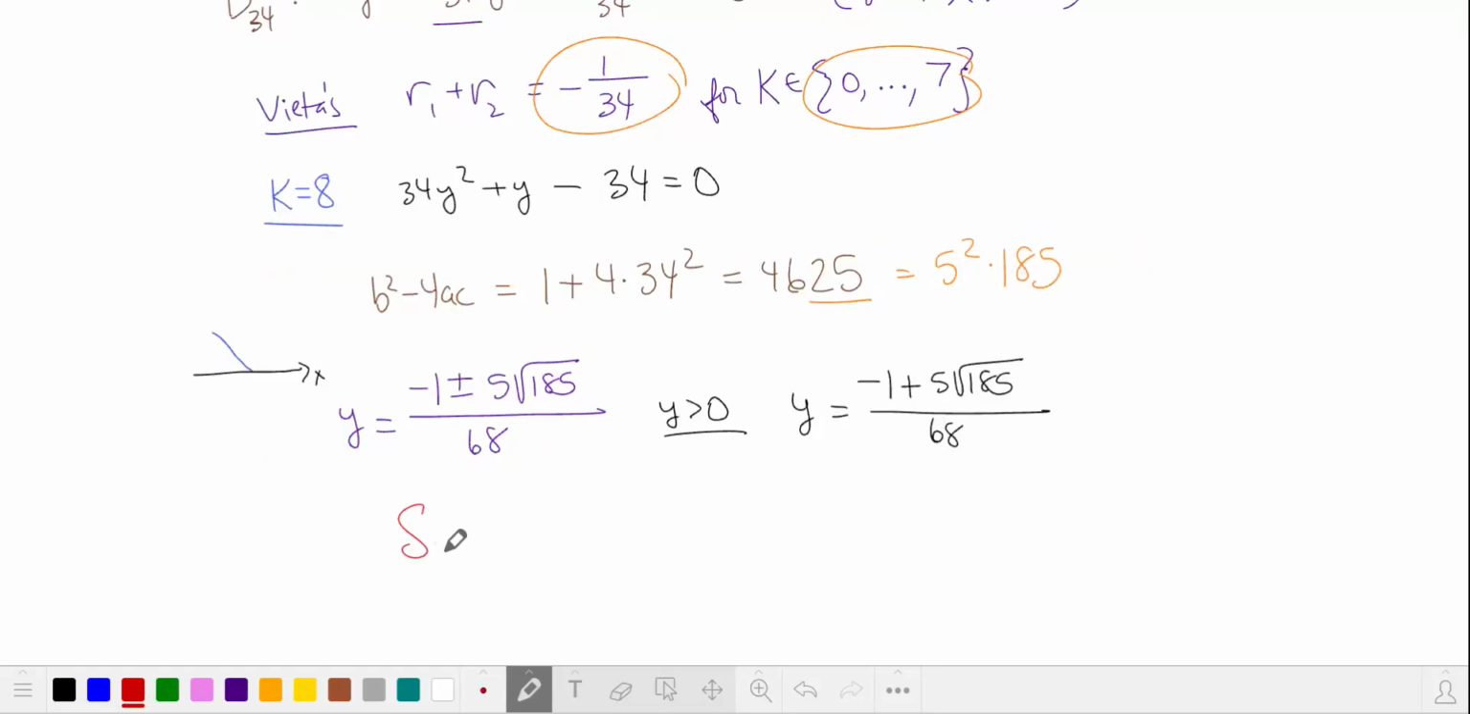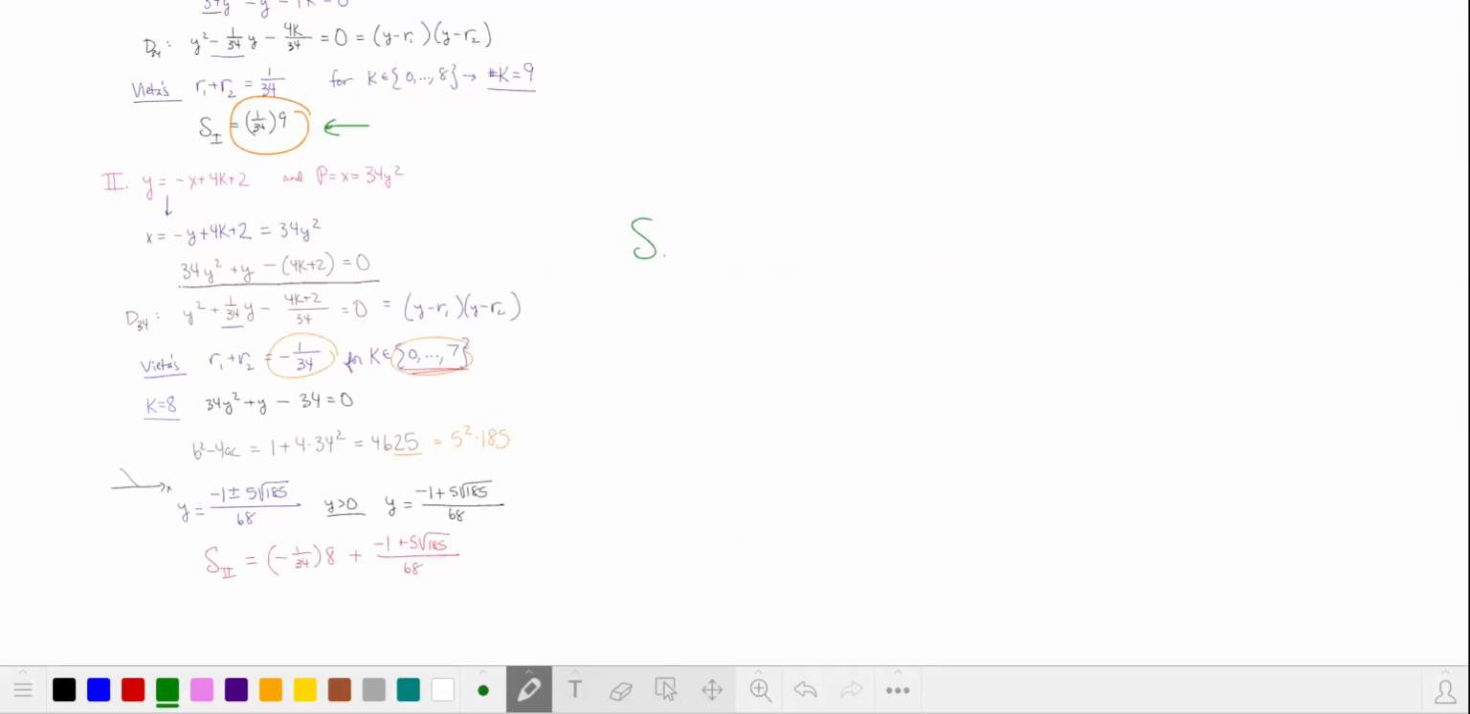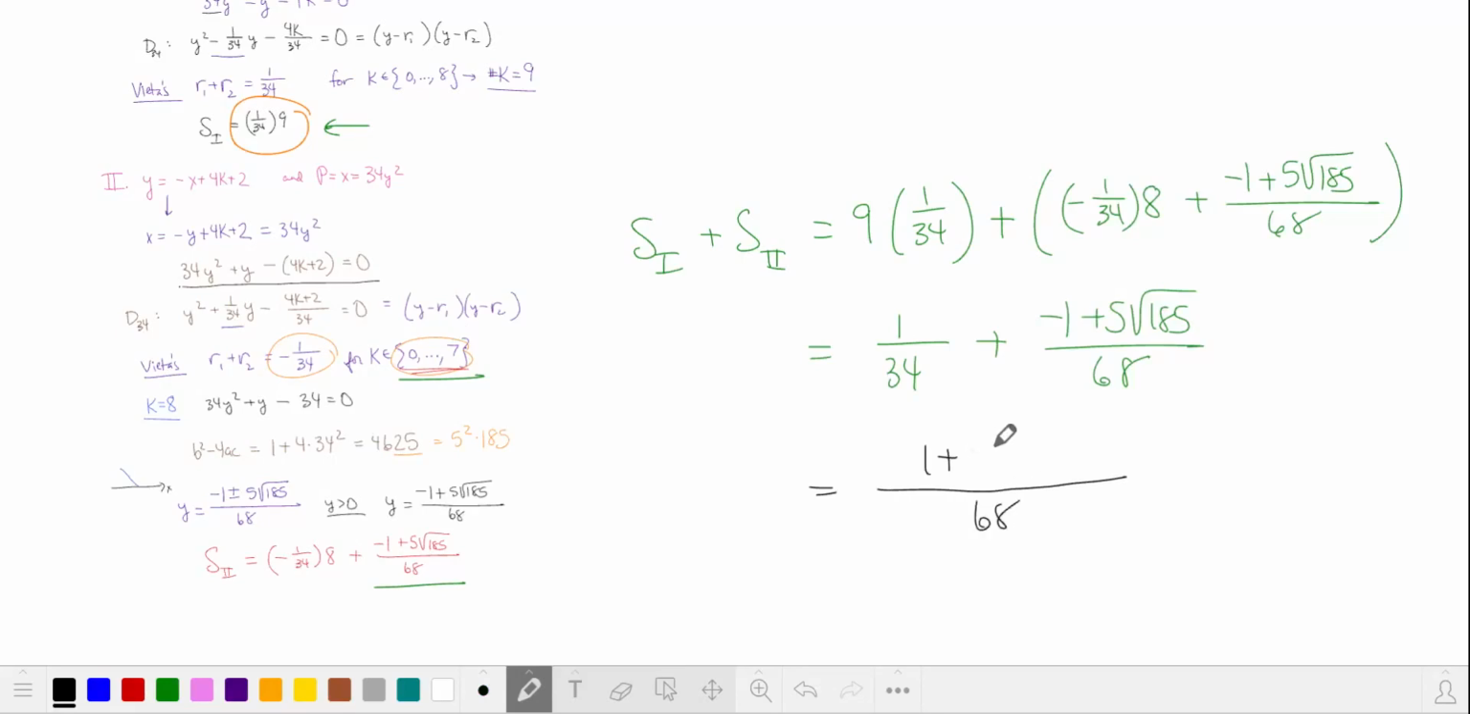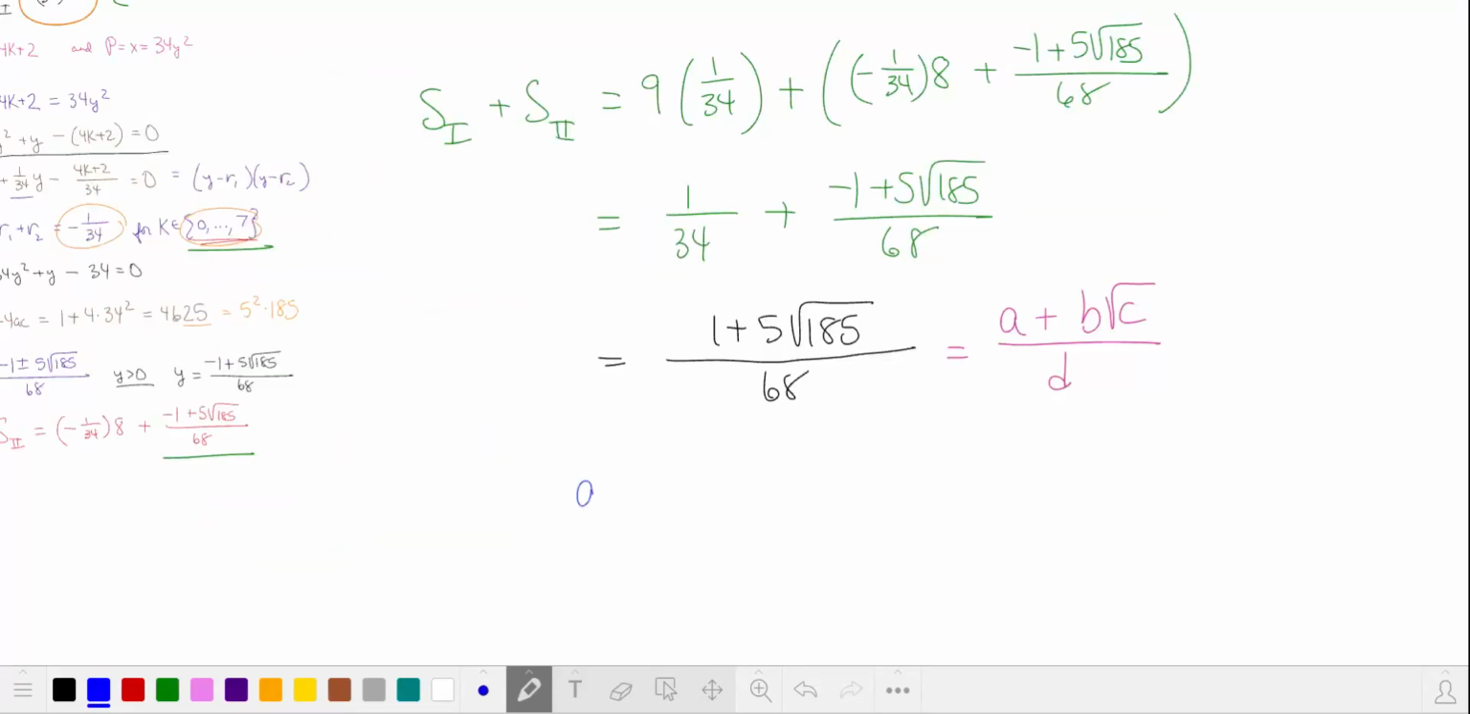So the sum of our solutions from case 2, we have 8 solutions that sum to negative 1 over 34 plus this one more solution. Now we'll find the sum of the y-coordinates from cases 1 and 2. From case 1, we have 9 sums of 1 over 34. From case 2, we have 8 sums that are minus 1 over 34, and then this last intersecting point. We'll find a common denominator and add the fractions. The problem asks for the sum of A, B, C, and D, and our answer is 259.